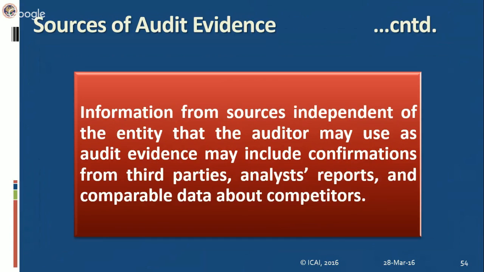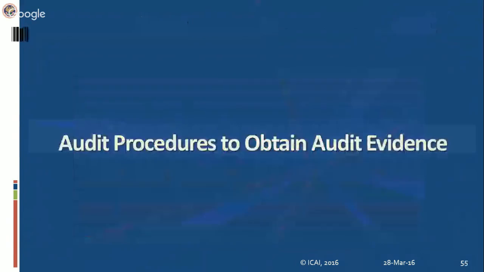Information from sources independent of the entity that the auditor may use as audit evidence may include confirmations from third parties, like external confirmation I told you already, analyst reports, and comparable data about competitors.